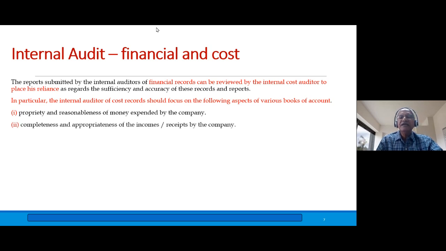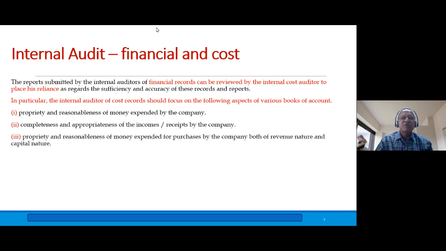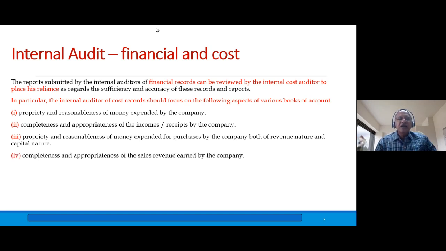Completeness and appropriateness of the incomes and receipts. So P&L, all the aspects of income, it is not just only costing related, it is all parts of income, all parts of expenses have to be part of internal audit. Propriety and reasonableness of money expended for purchases by the company, both revenue and capital. So P&L related and balance sheet related, all debits, money expended, purchases. So whether it is a P&L expenditure side or it is your balance sheet asset side, everything, capital and revenue, all are covered.